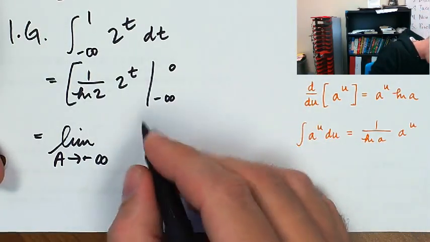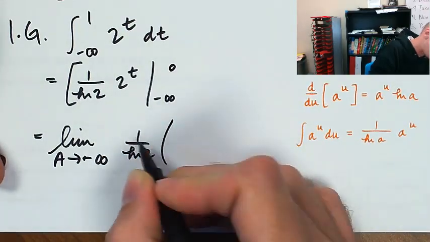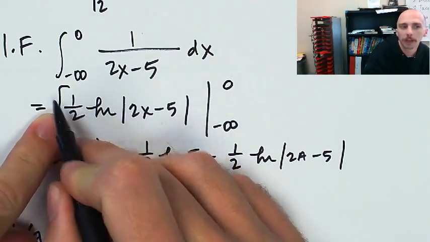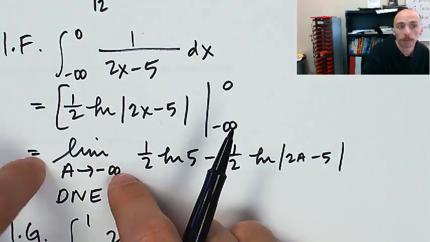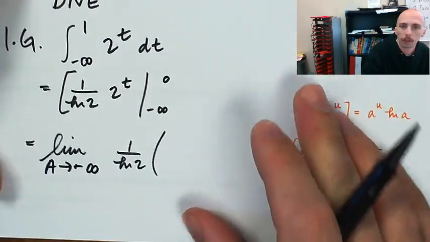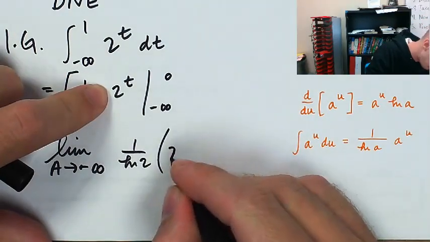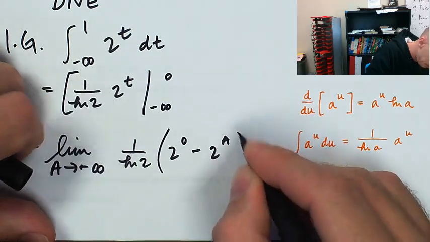1 over the log of 2. I might factor that out from both terms, because I didn't do it this time. I could have taken out that 1 over log 2 there, but you could do it later, or you could do it preemptively and have it outside the limit. It really doesn't matter. If you want to leave them in there, that's cool too. But I'm going to say 2 to the 0 minus 2 to the a.